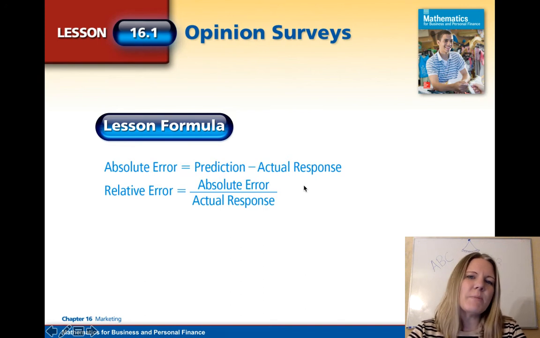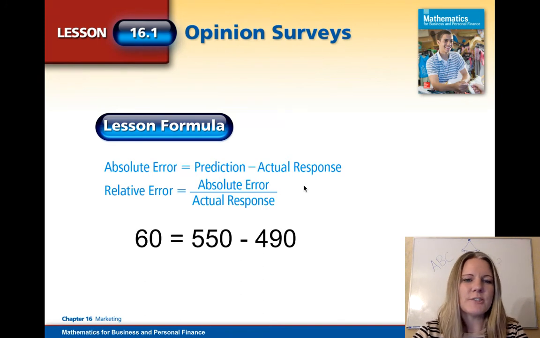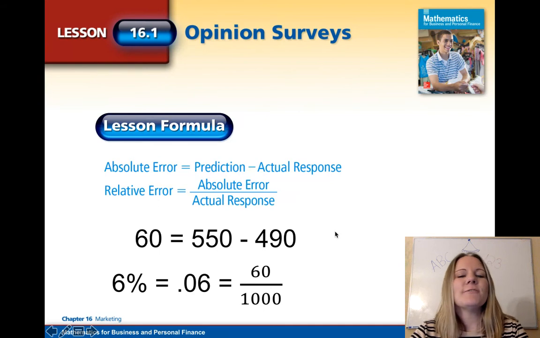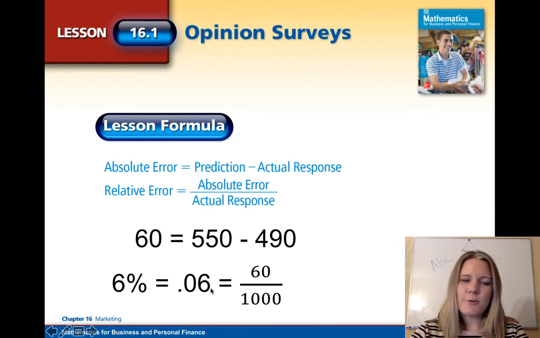Now, I might be a little bit off with my guess, so let's look at that. If my prediction was about 55% for Coke products, then about 550 people out of 1,000 might be my guess, but 490 was the actual answer. So subtract those, I was 60 people off. So calculate the relative error. We take out of 1,000, that's your denominator. 60 was how much I was off, or my absolute error. And we get 0.06 in your calculator, or 6%. So I was pretty close, not too bad.